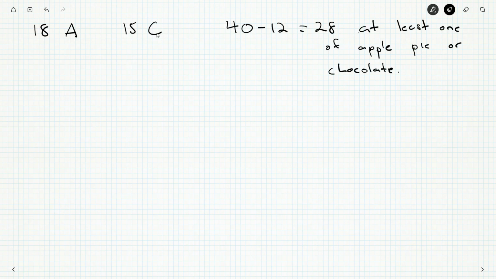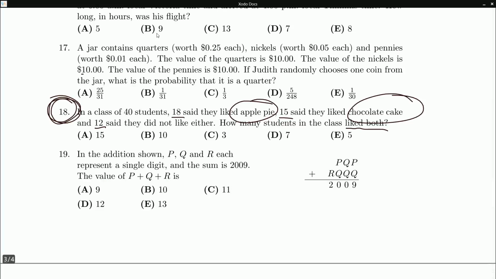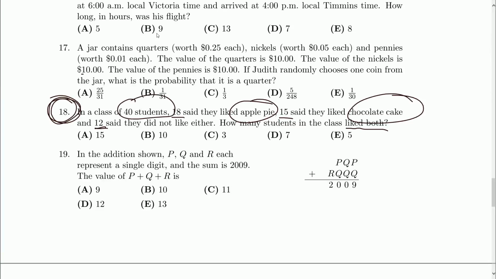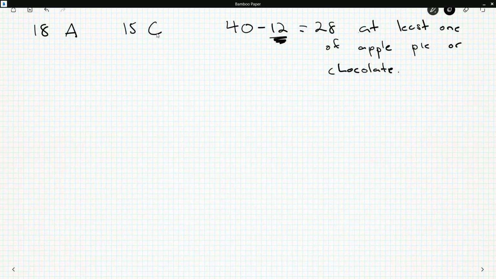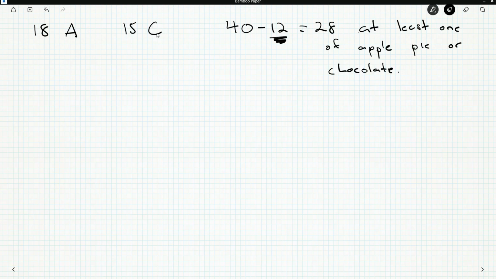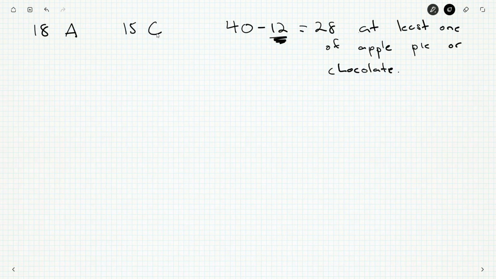Okay, so this question is very much about reasoning. 18 like apple pie, 15 like chocolate, and we know 28 in total like at least one of them, because if they didn't like either of them, they'd be these 12 students. So out of 40 students, remove the 12 who didn't like either, and you're going to have 28 who like at least one. I don't know which they'll like, but I do know that in total, 28 people expressed a preference for either an apple pie or a chocolate.